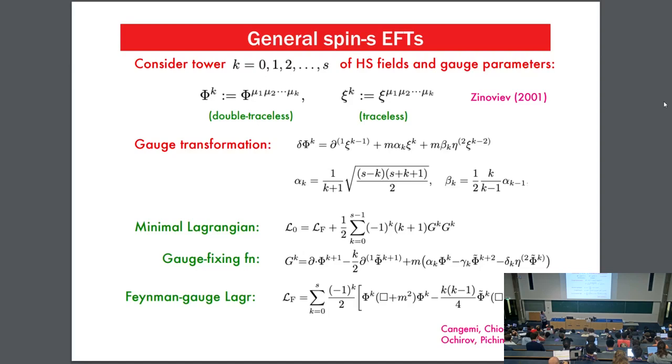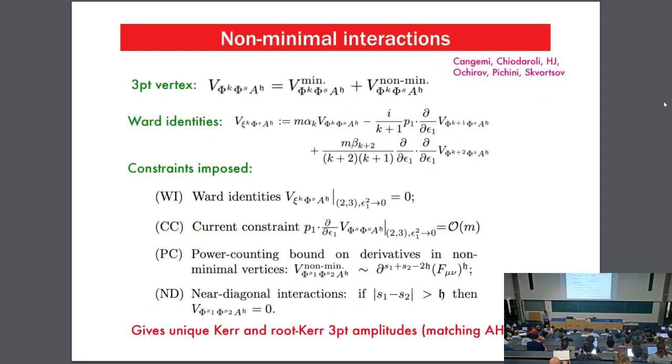Then it turns out you can write the gauge transformation very cleanly for arbitrary spin, this three-term expression. Alpha and beta here are just some numbers, depending on the spin of the top particle and all the lower ones. You can write up a minimal Lagrangian that looks like this. We have actually split it into the Feynman gauge part and the gauge fixing part. Turns out that you can nicely split it into these two parts.